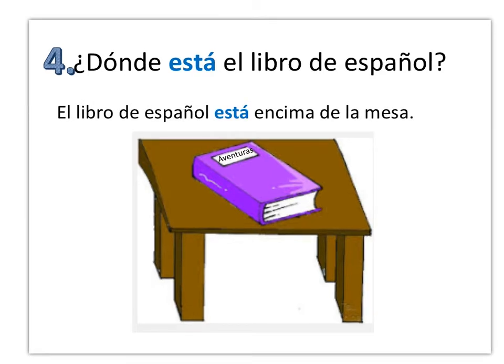Otro ejemplo, ¿dónde está el libro de español? Está encima de la mesa. So this is our context clue, encima de. And we saw these in Spanish 101, encima de, debajo de, delante de, detrás de, cerca, lejos. All of those location words. That was even on your 101 final exam. And when we see those location words, we know we're going to use está to convey the idea of is, to express location. ¿Dónde está?